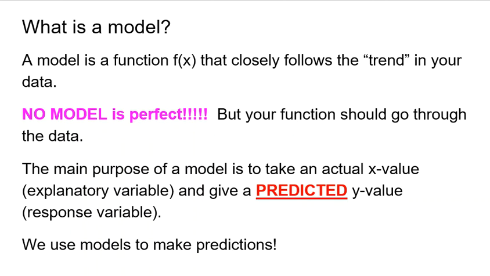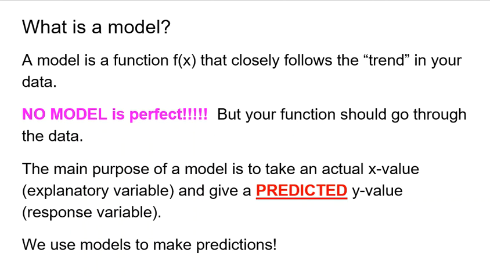So the main purpose of a model is to take an actual x value, explanatory variable, and give a predicted y value with response variable. So once we kind of have looked at our data, and we have picked the model that best suits it, the function that best suits it, and then we find that model, then we can actually utilize the model, right? And I'm going to show you some examples of this in a second. But the big thing here is that we use models to make predictions, because the data that we see, the actual scatter plot that we see, the little dots, that's stuff that we measured and that we saw, but there's always blanks, right?